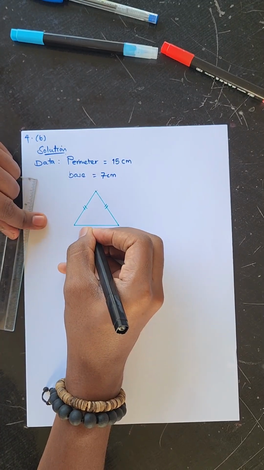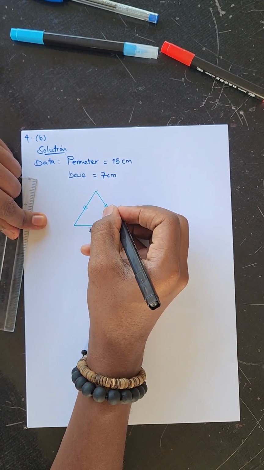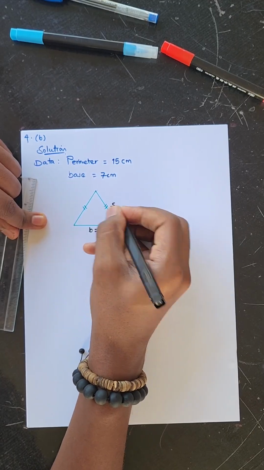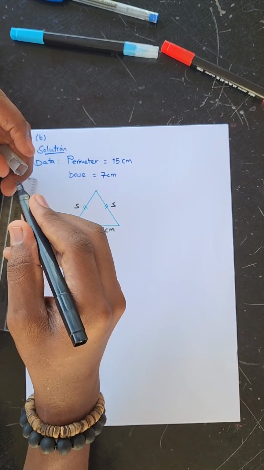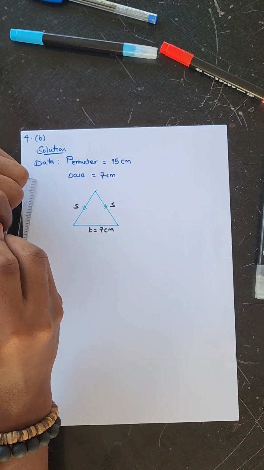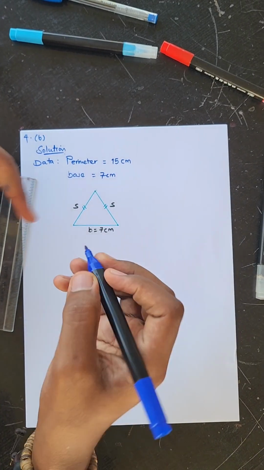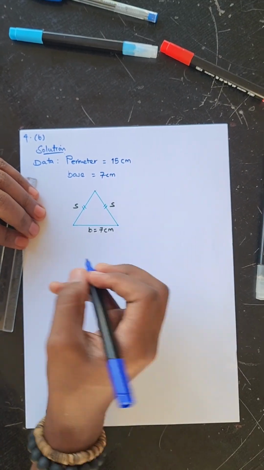This is the base, B equals 7 centimeters. This is one of the sides, so S. So this is a simple diagram. We need to find the length of each of the remaining sides. Now let's get back to the formula for perimeter.